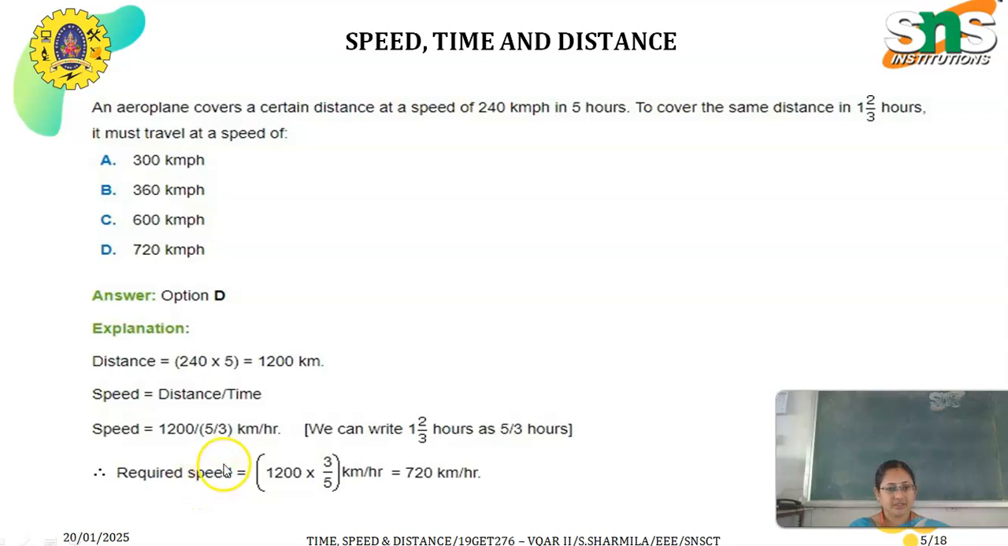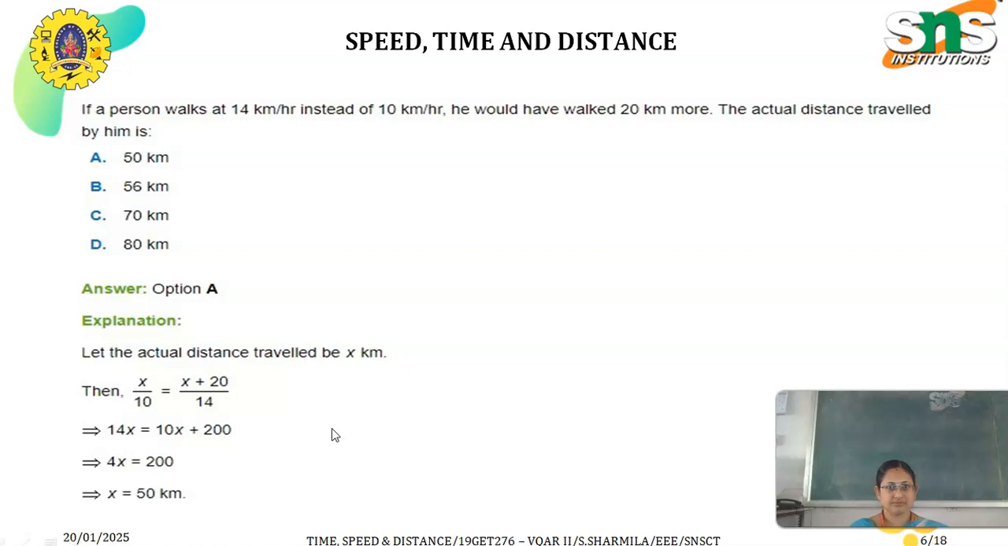Then the required speed is equal to 1200 into 3 by 5 km per hour. So that is equal to 720 km per hour. So the answer is 720 km per hour.